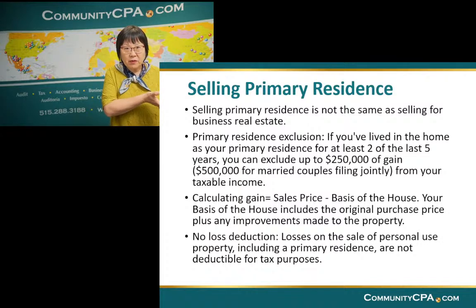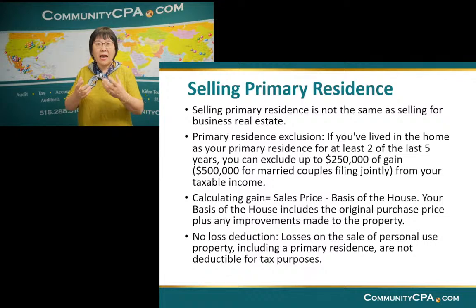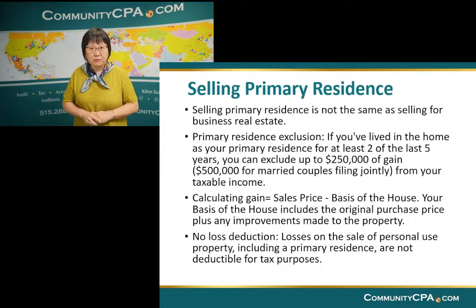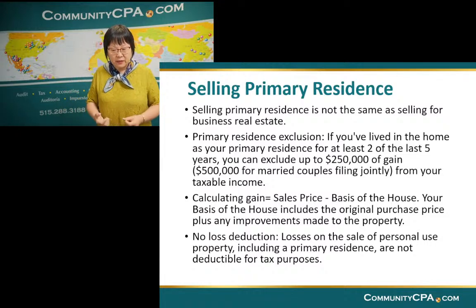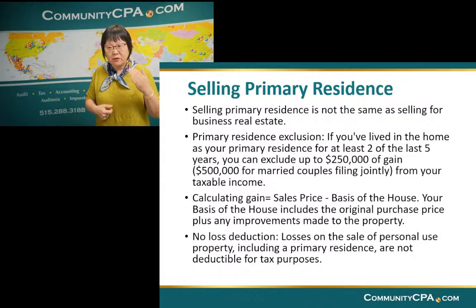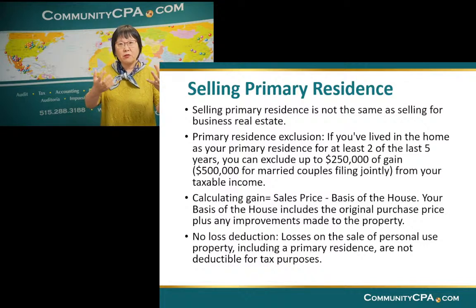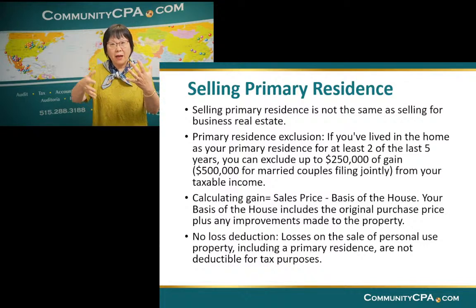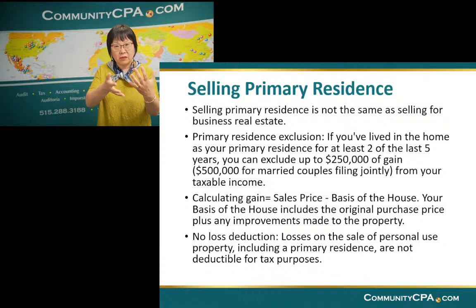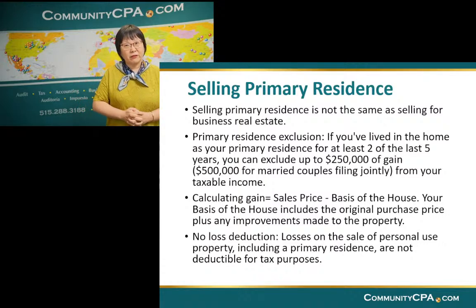So do you still have this exclusion? What is the exclusion? What it says is that if you sell your property for $1 million, and this $1 million, after reducing the basis of the house, leaves you a $500,000 gain.